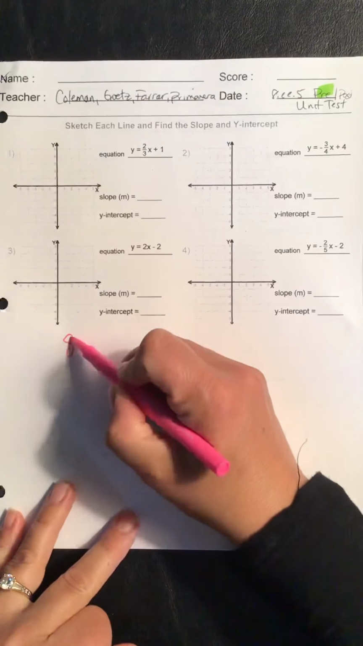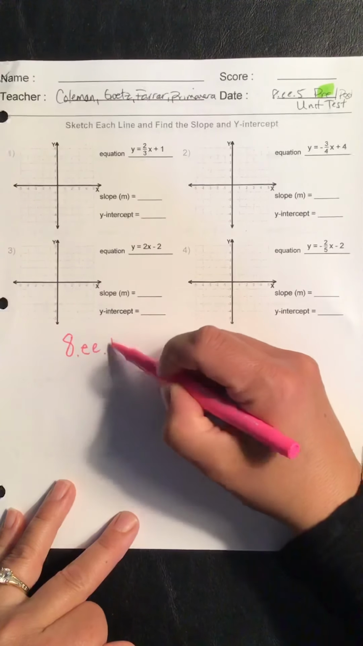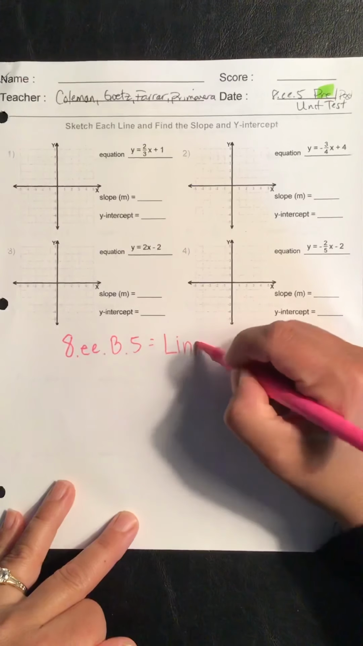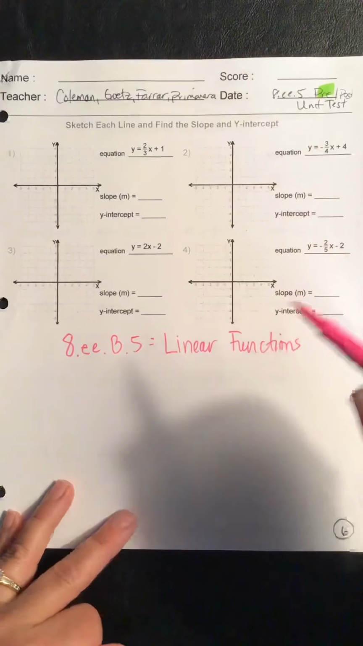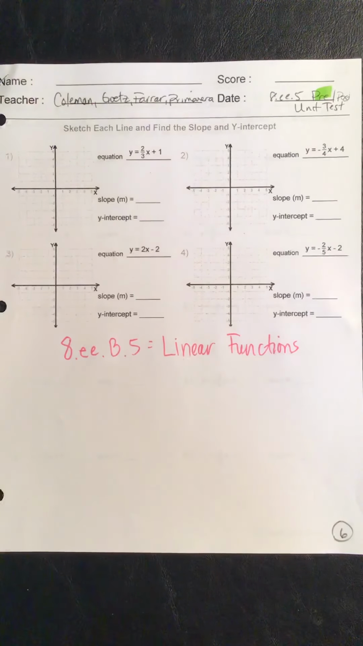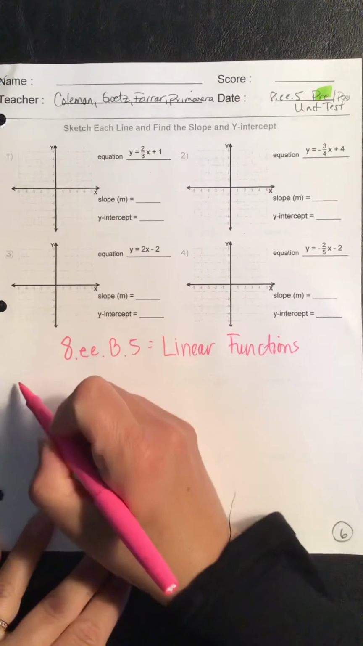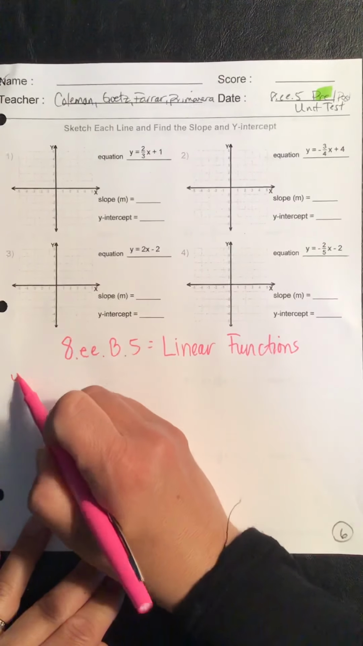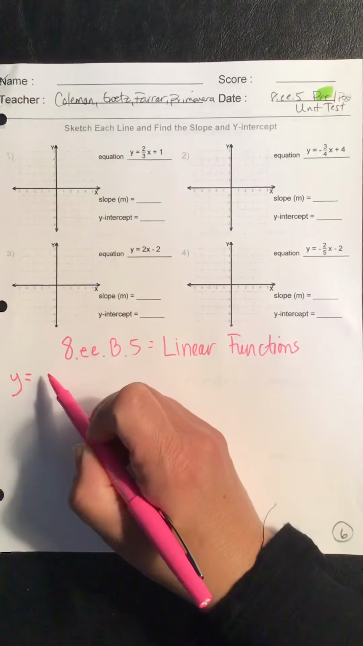So I'm going to do my notes like I usually do. 8.EE.B.5, linear functions. We've been working in our math book on a couple pages of the format of them. We know that an equation has to be balanced on both sides. Typically, you will have a y equals, a number and a letter.